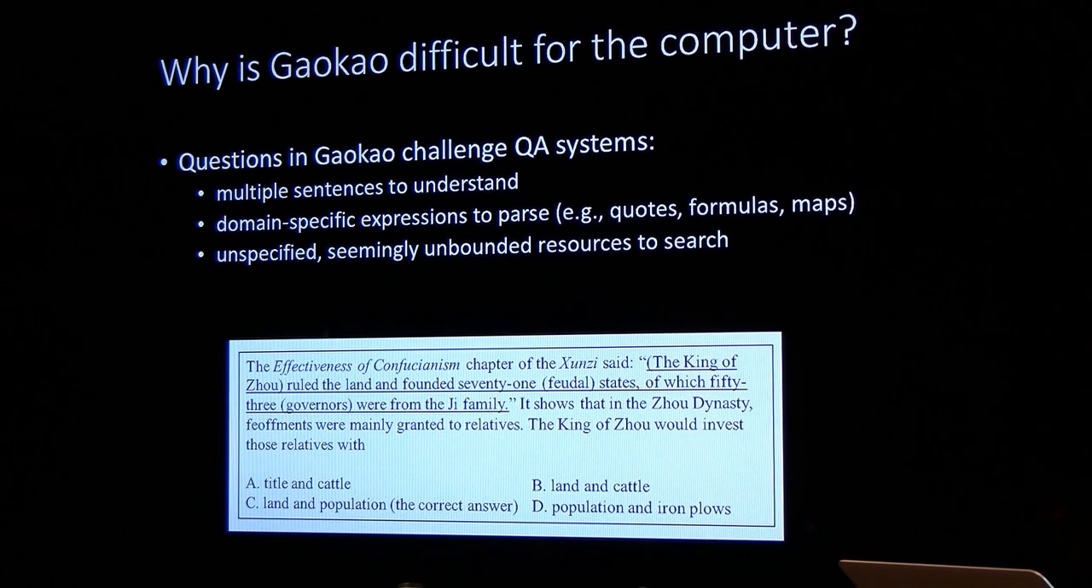No, but I don't think that word is the necessary word. I'm assuming that it is land and population together. I don't think so. I could argue, conceivably. You see, it ruled the land and founded 71 feudal states. There is a concept of land there, and the states obviously would have a concept of population. And state would not be based on cattle, would not be based on iron plow, there is no mention of title here. So the way I did it was, I said granted to relatives, and invest those relatives with. And so fiefs were mainly granted.